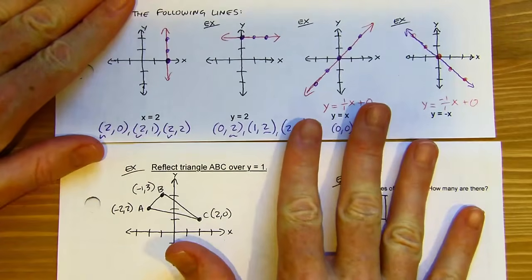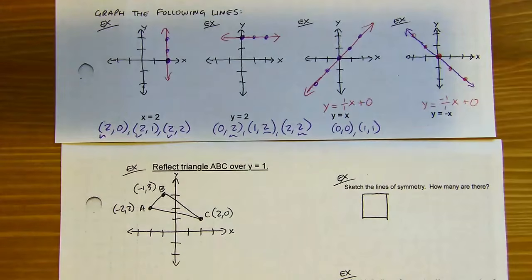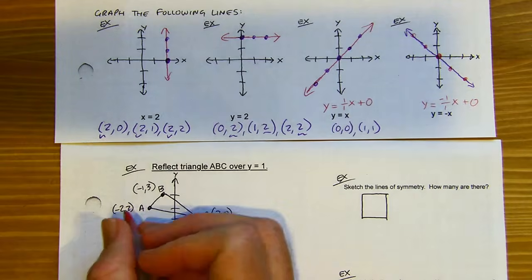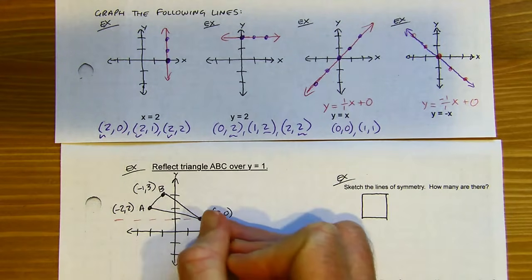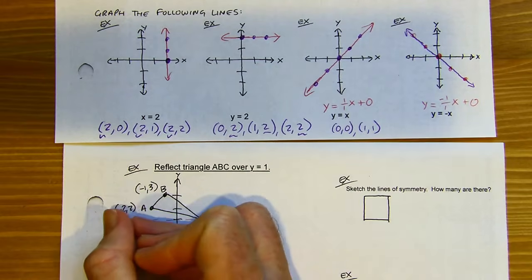So now we're going to reflect this triangle over the line y equals 1. So anytime you're reflecting over the x or y axis, you don't need to graph the x or y axis, but if it's any other line, you should really graph that line when you're doing these reflections. So the line y equals 1, that's going to be all of the points that have a y coordinate of 1.